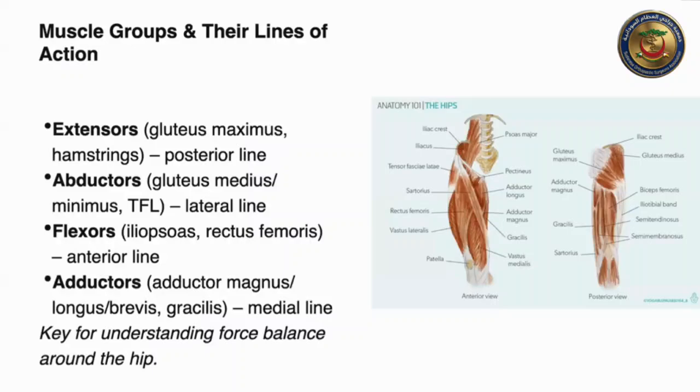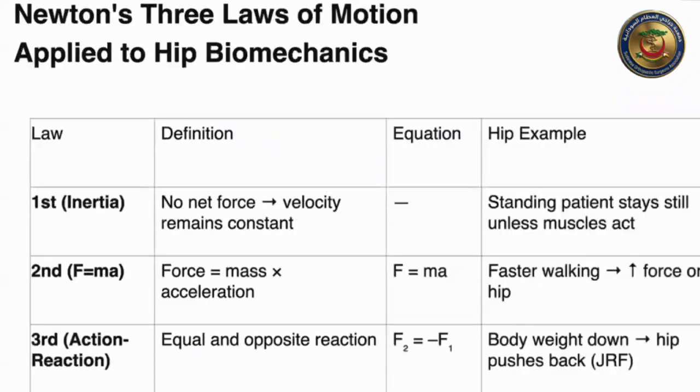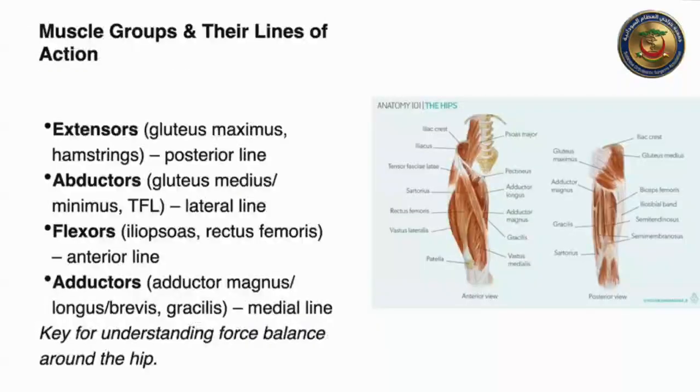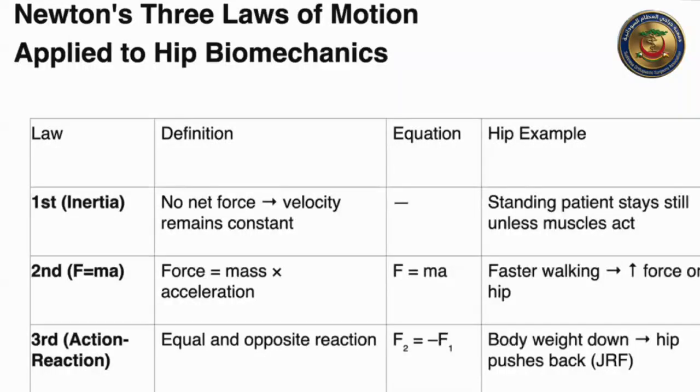We also have the rotators, the short rotators, and obturator internus, which are responsible for a range of motion of about 90 degrees of internal and external rotation.